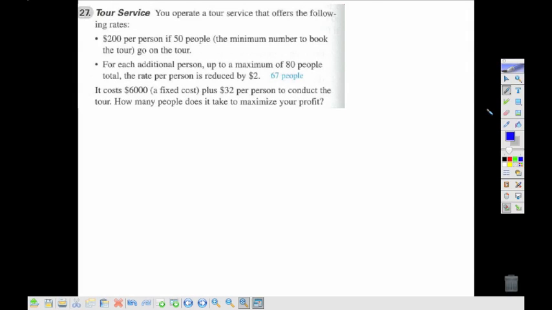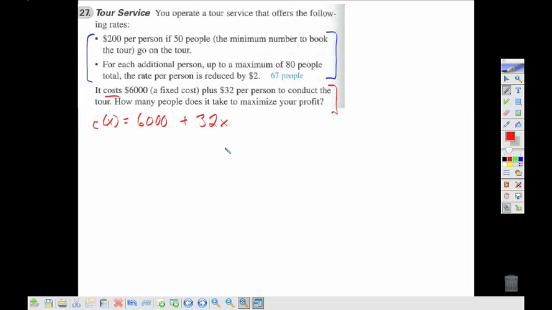Okay, problem 27, we're going to separate this and look at, these are dealing with revenue because they're talking about what's coming in, and this is dealing with the cost because it says specifically cost. Now the cost function is pretty easy to set up, so let's do that first. It's simply saying that it costs us $6,000, a fixed cost, plus $32 per person.